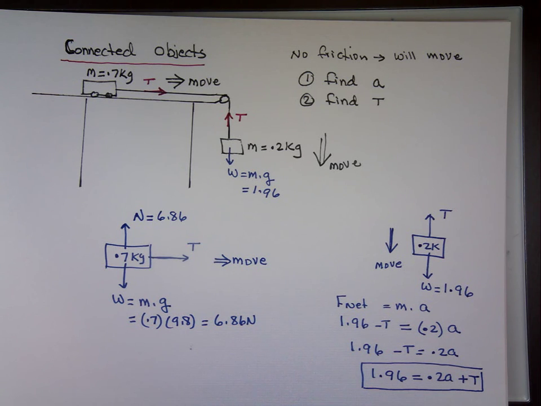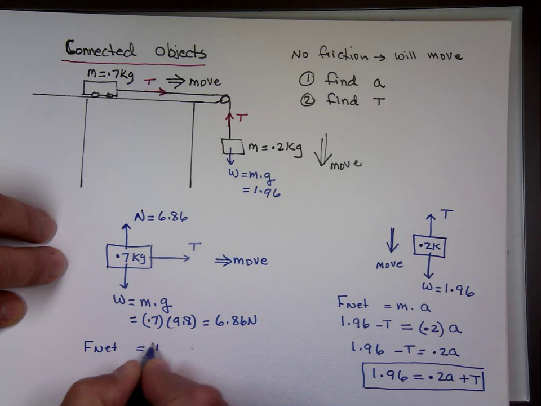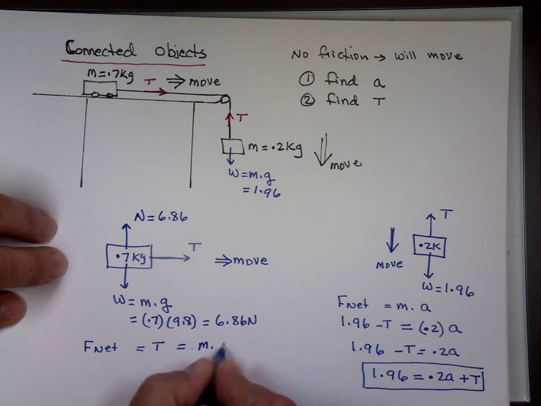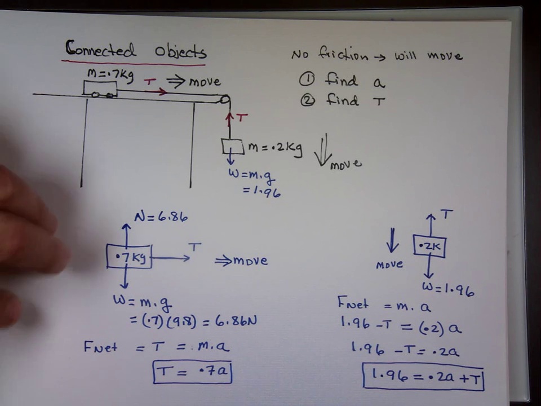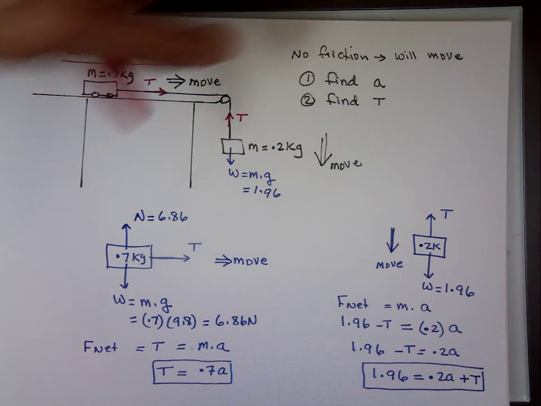What do we have for a net force? What are the forces in the x direction? Yes, Emily. Is it just T? Yes. F net. It's only T in that direction, which equals mass times acceleration. So T equals, what's the mass? 0.7 times a. That's my second equation. There is no other forces in the x direction. I don't have any friction. No friction, the problem says.